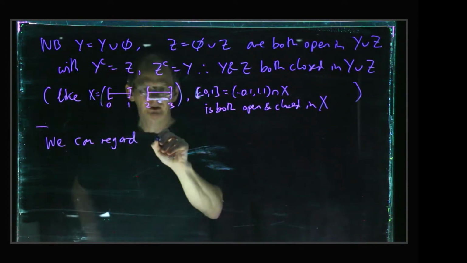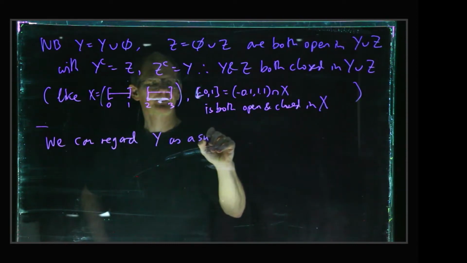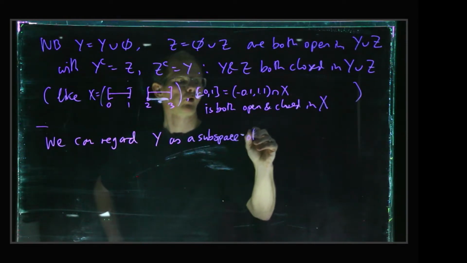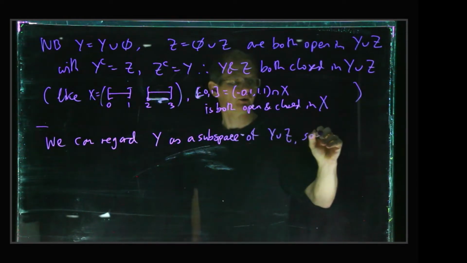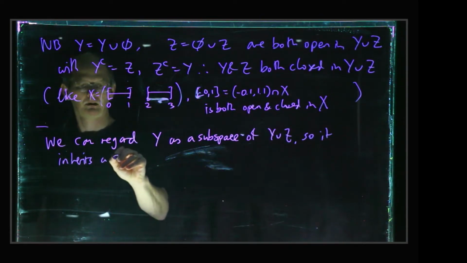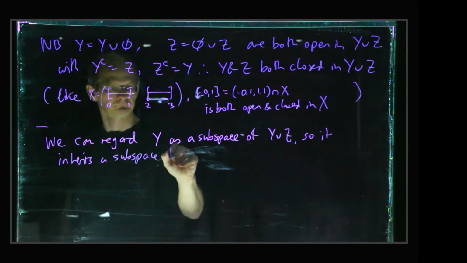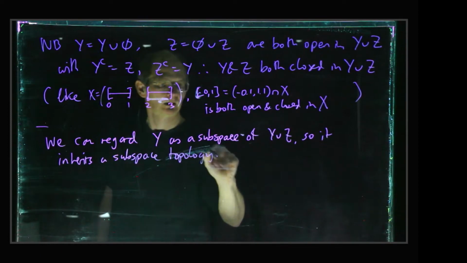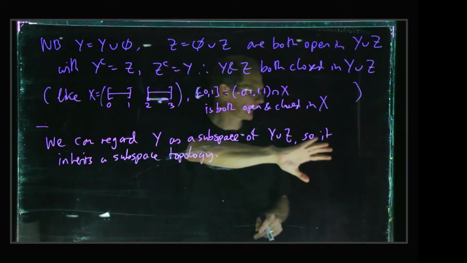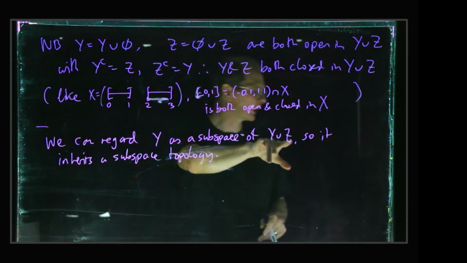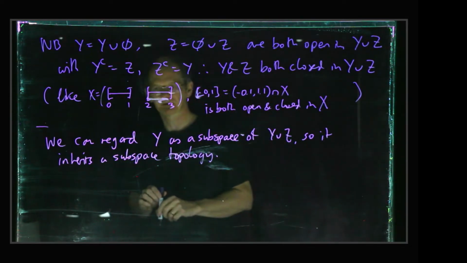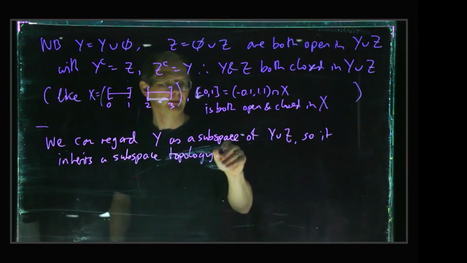And then we can regard Y as a subspace of Y union Z. So it inherits a subspace topology. So in principle, we might have two different topologies on Y. We start with a topology on Y and a topology on Z. We combine them to make the coproduct topology on Y union Z, and then we restrict that down to get the subspace topology on Y. That's in principle a different topology on Y, but it's a basic lemma.